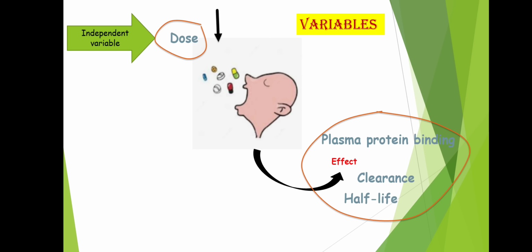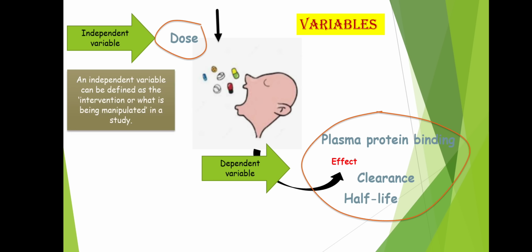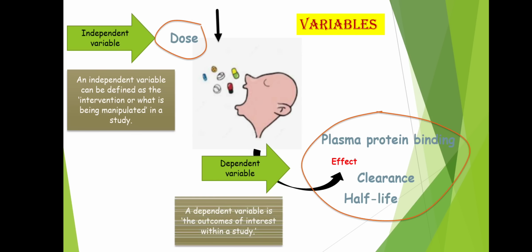Here dose is said to be the independent variable, whereas the effects produced by the dose of the drug are known as dependent variables. An independent variable can be defined as the intervention or what is being manipulated in a study. So we can change the dose of the drug, and when we change the dose, changes occur in the dependent variable, that is the effect of the drug. So a dependent variable is the outcome of interest within a study.